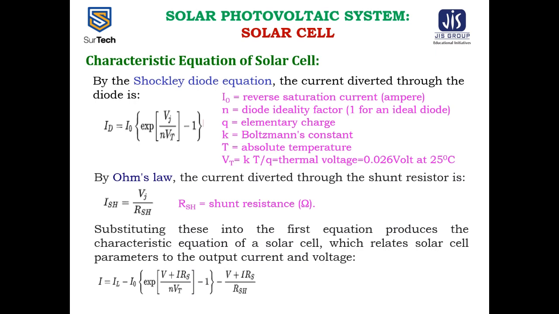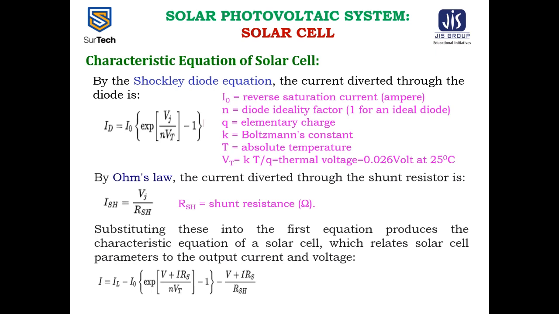By the Shockley diode equation, the current diverted through the diode is ID is equal to I0 into e to the power of Vj by nVt minus 1. We all know that. Where I0 is the reverse saturation current, n is the diode ideality factor, normally in the ideal case that is 1. q is the elementary charge, k is the Boltzmann constant, T is the absolute temperature, and Vt is equal to kT by q, that is the thermal voltage. The value of this is 0.026 volt at 25 degrees centigrade. By Ohm's law, the current diverted through the shunt resistor, that is ISH, is Vj by RSH, where RSH is the shunt resistance.